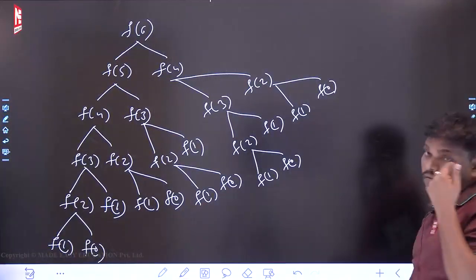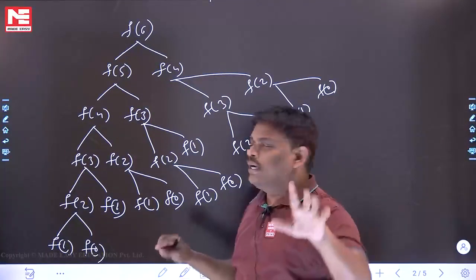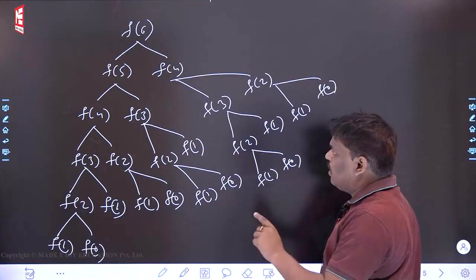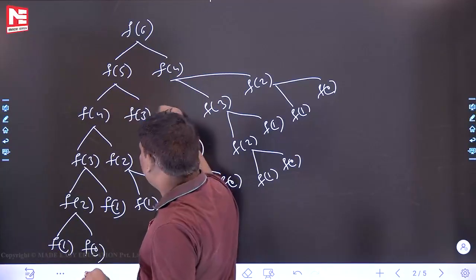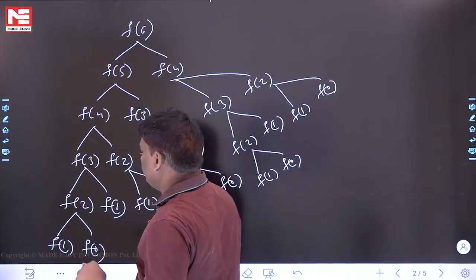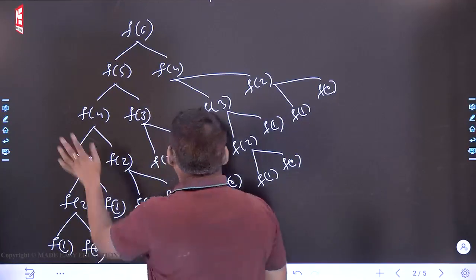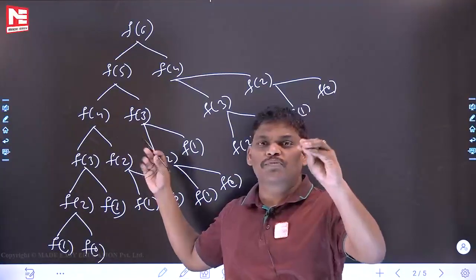Fibonacci of 6, listen, if I call Fibonacci of 6, internally this much story happens. 6 will call 5 and 4, 5 will call 4 and 3, 4 will call 3 and 2, 3 will call 2 and 1, 2 will call 1 and 0. Like that it happens everywhere, this much story is there inside Fibonacci of 6.